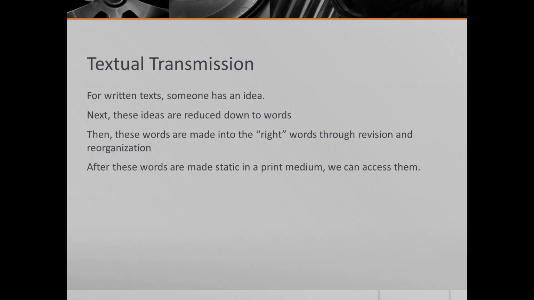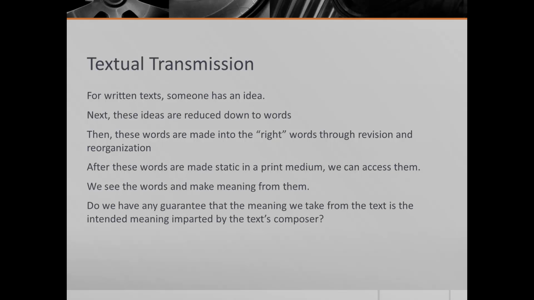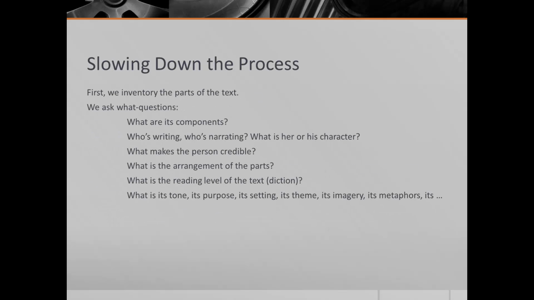After these are static and put online or put in a book, for example, others can access them. They can see the words and they can take meaning from them. Well, the problem here is that not all the meaning transmits itself. The reader himself or herself has the ability to read things differently than we intend. And so for this reason, intention and perception become somewhat problematic and distinct. This is why we try to slow down the process for our purposes. This is why we first need to inventory the parts of the text.